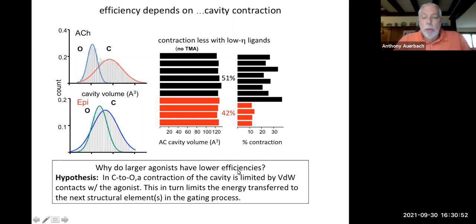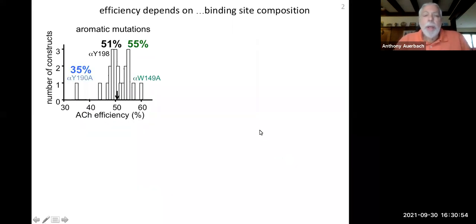So what else do we know? We know that efficiency depends on the composition of the binding site. We made 45 different mutations of those aromatics and other residues, and G153 at the binding site, and we measured the efficiency. For this, we had to measure L0 for all 45 of these, so this is a lot of data. For each one, we had to do a dose response curve, which measured the L0.